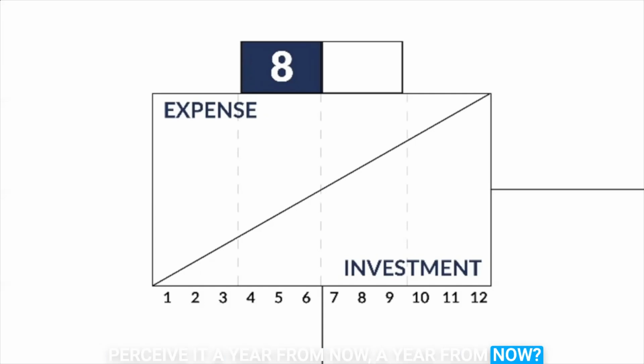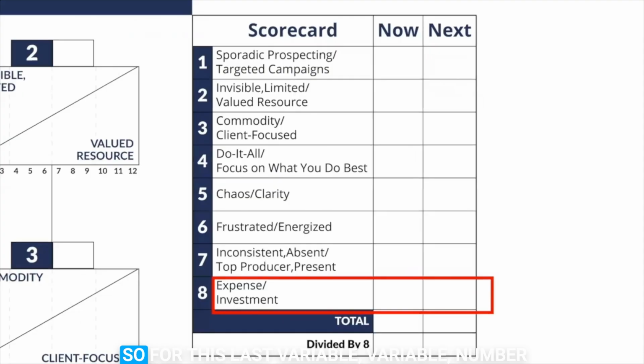A year from now, what should be your perspective as far as investing or expensing at this point in your most valuable asset, which, by the way, your most valuable asset is you. So for this last variable, variable number 8, write down the words in the first column on the left: expense, investment. Tell us where you are today. Be honest. Tell yourself, this is how I look at these things. From 1 to 12. And a year from now, where do you want your mindset to be?